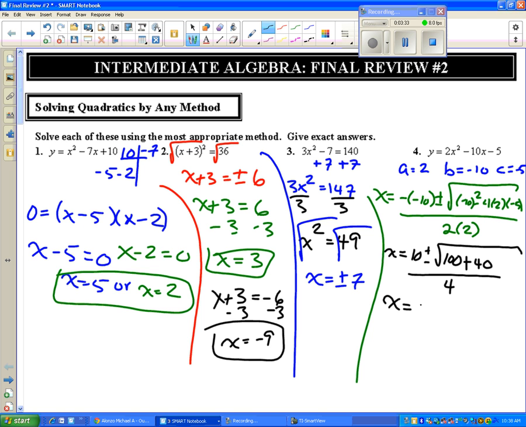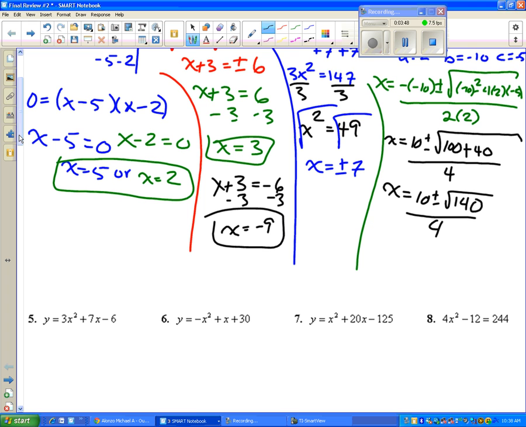Keep going. 10 plus or minus the square root of 140. Divide by 4. If I was going to do this and I wanted an approximate answer, I could plug that into my calculator. 10 plus the square root of 140 divided by 4, one answer. 10 minus the square root of 140 divided by 4, my second answer.